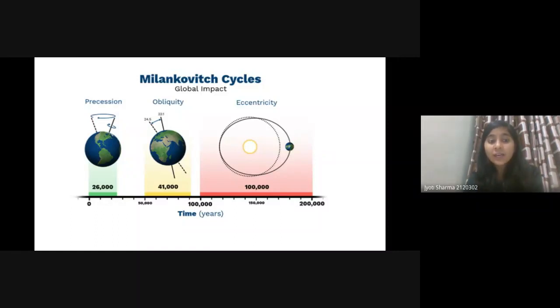These three terminologies come under the Milankovitch cycle, because Milankovitch was a scientist who said that because of these there will be a change in the climate as well. So these are the natural variability, natural processes by which climate can change. But here you can see that the time scales are so long.